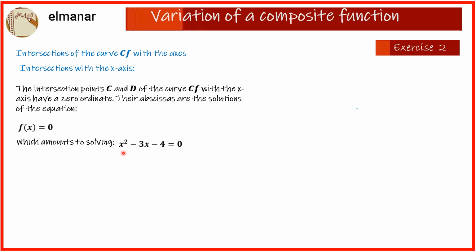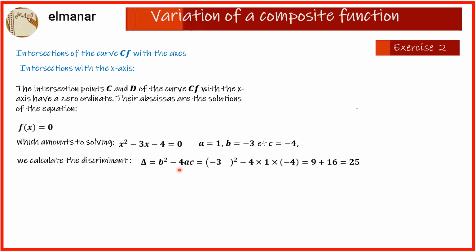Finding the roots of the equation. We have a quadratic equation in standard form where the coefficient a is 1, the coefficient b is -3, the coefficient c is -4. We calculate the discriminant, which is given by the following formula. The square of b minus 4 times a times c. Substitute the values. The square of -3 minus 4 times 1 times -4. This gives 9 plus 16 equals 25.